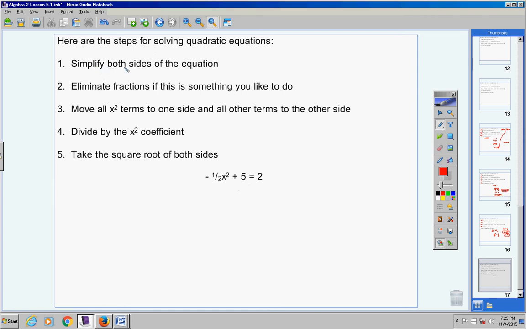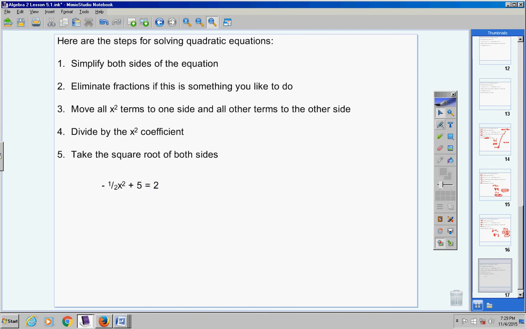Step 1, simplify both sides of the equation. Well, guys, this is an x squared term. This is a constant term. I cannot combine them. There's nothing over here I can do. So there's nothing I can do. Eliminate fractions. Well, students, I like to eliminate fractions. That's no secret.